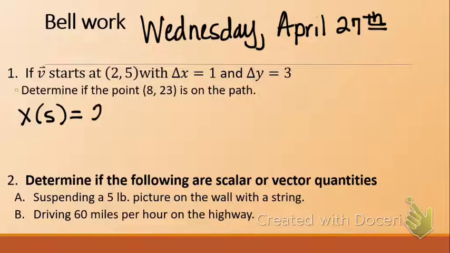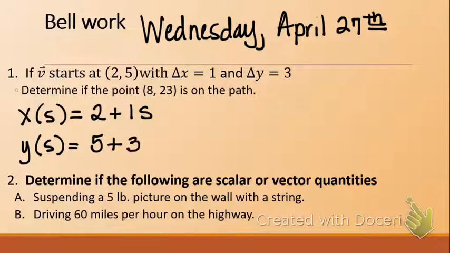You can use a different variable. So that would be 2 plus 1s, and then y of s starts at 5 plus 3s. So that's my equations, and I'm going to use that to determine if this point is on the path. In order to determine that, I'm going to take this 8 and substitute it in for x of s.